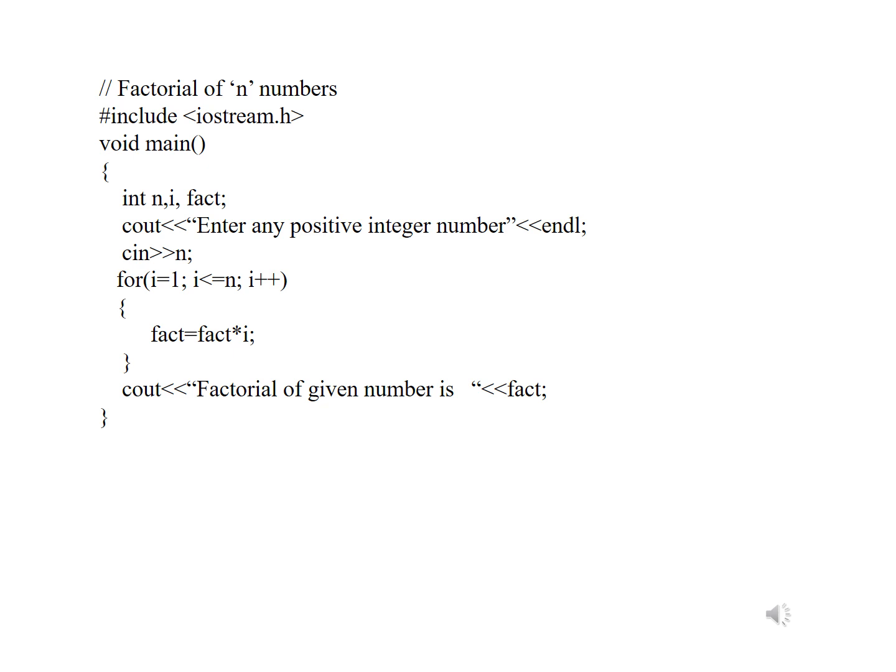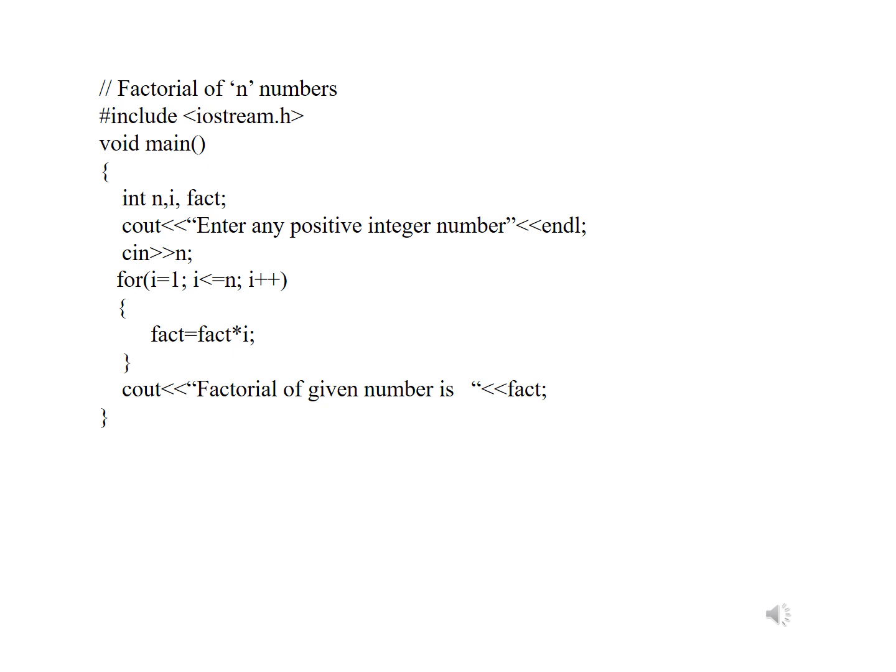In this demo program, we are computing the factorial of n numbers. In this program, first we start with the preprocessor directive, that is #include <iostream.h>, then void main, open bracket, int n, i, fact. n, i, fact are the variables of integer type. Then cout, enter any positive integer number, endl. cin >> n, that means read the number n. You have to enter a positive number n.